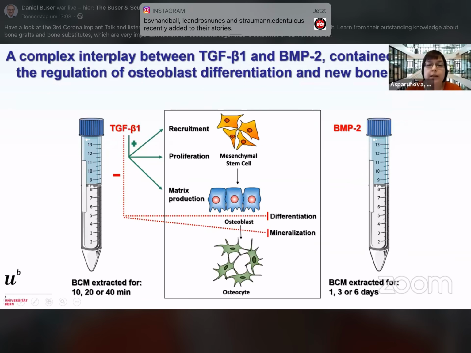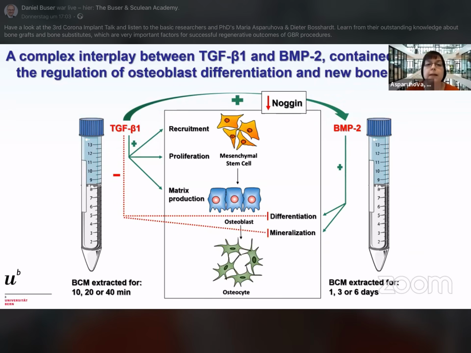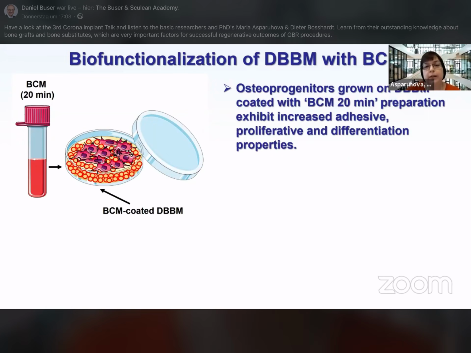BCMs extracted within extended periods of time, 1, 3, or 6 days, and respectively the BMP2 contained in this media potentiates the later stages of differentiation and mineralization. I have also shown you that TGF-beta-1 was able to potentiate the osteogenic activity of BMP2 by reducing the activity of the BMP antagonist noggin. Furthermore, biofunctionalization of DBBM with BCM was indeed possible.